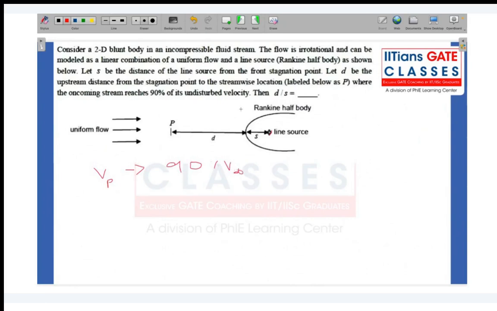All right. Now we know that for a Rankine half body, from our incompressible calculations, the potential flow theory, my V_r is given as V infinity cos theta plus gamma by 2 pi r, and my V theta is nothing but minus V infinity sine theta.